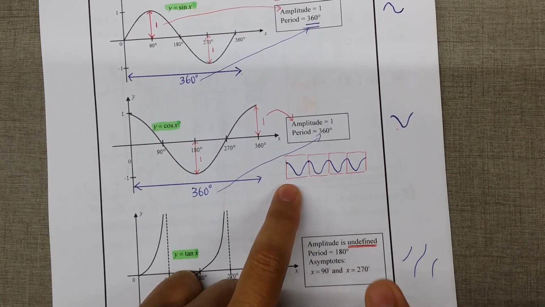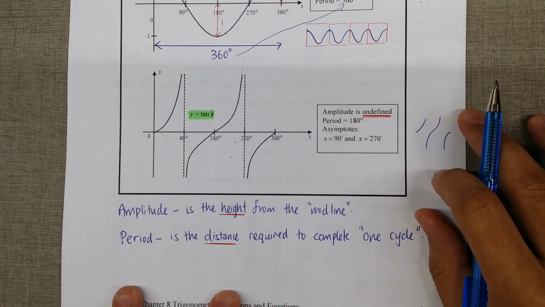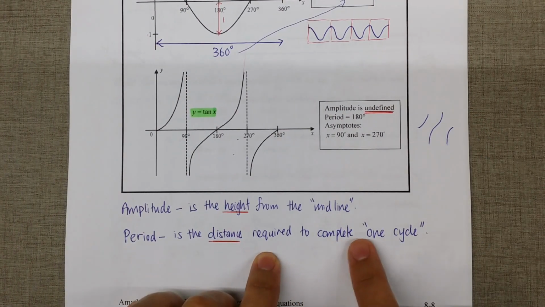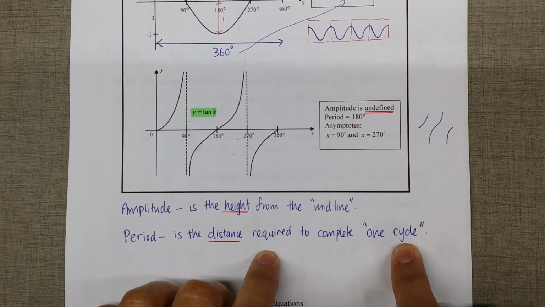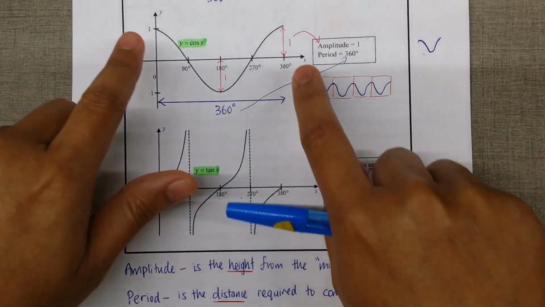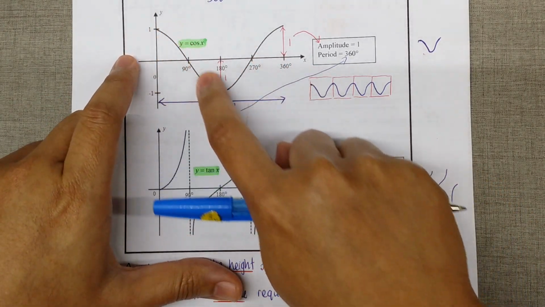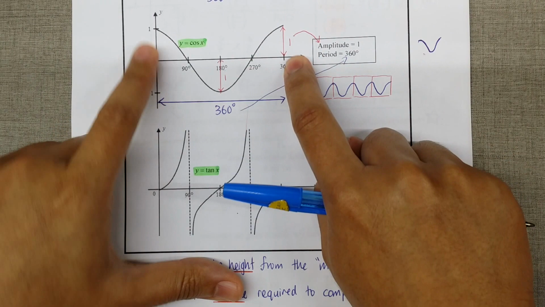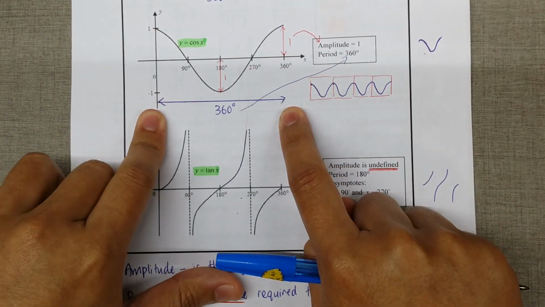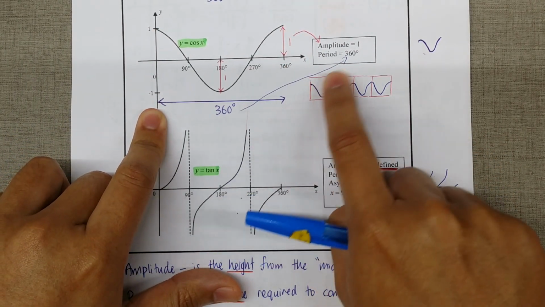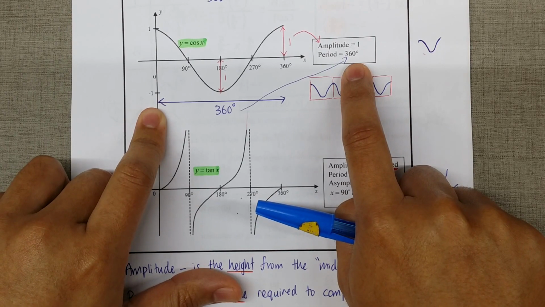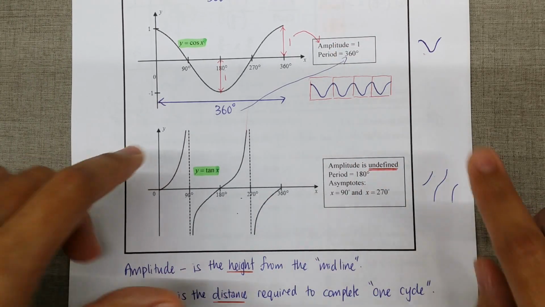Okay, so if period is defined by the distance required to complete one cycle, I look at my diagram over here. This is one cycle. Down, up. I look at the distance. Oh, it's 360 degrees. That's why the period is 360 degrees. Okay, now let's move on.